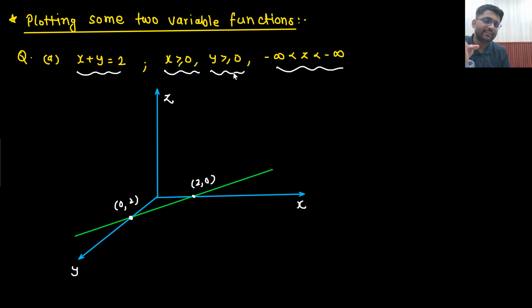Another thing they are saying is that x is greater than 0. What does that mean? That means this much. And y is greater than 0, that means this much. So only in the greater than 0 region the graph will be accepted.